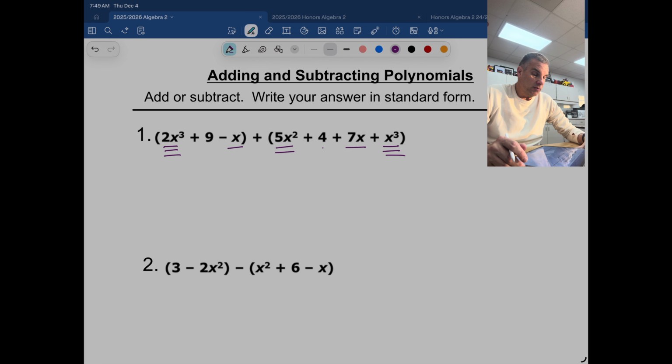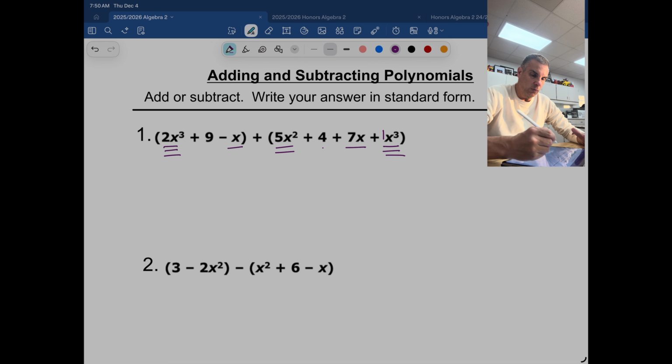It does a couple of things. One, now I can see which ones go together that I can combine because they're like terms, because they have to have a common variable and a common exponent. And then also it helps me put it in standard form, where we go from the largest exponent to the smallest exponent. So I've got 2x cubed plus x cubed.